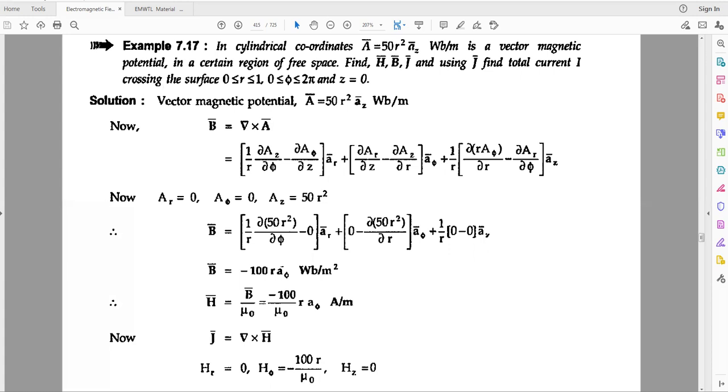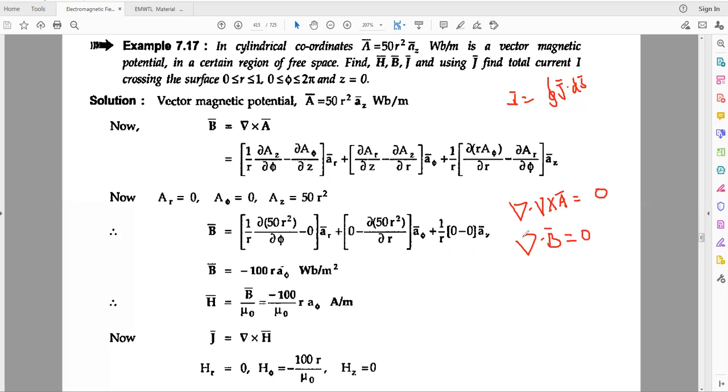You know the relation of J and I: I is equal to the integral of J bar dot ds bar, or I is equal to J into S. So B bar is equal to del cross A bar. Del dot del cross A bar, the divergence of curl function, is always 0. In Maxwell's equations, del dot B bar is equal to 0. This is one of the Maxwell's equations.